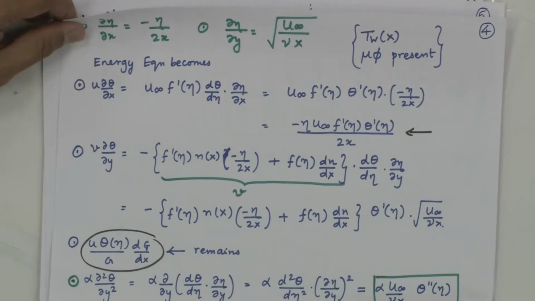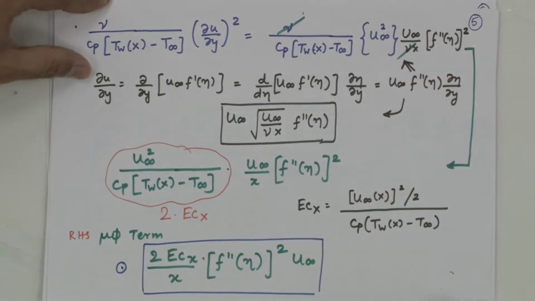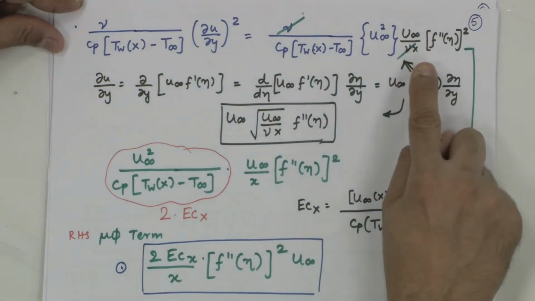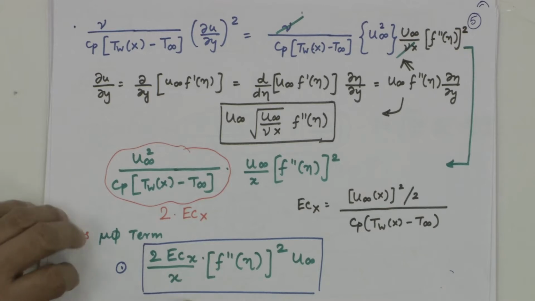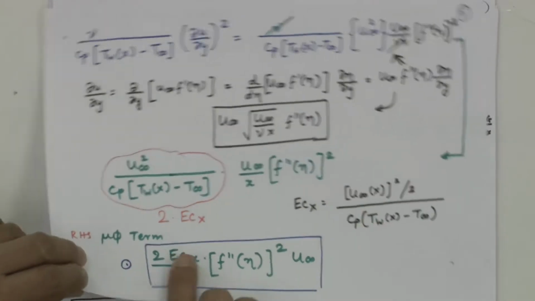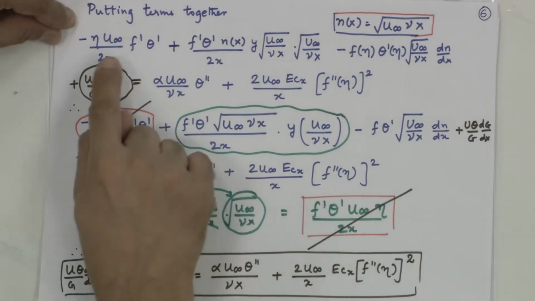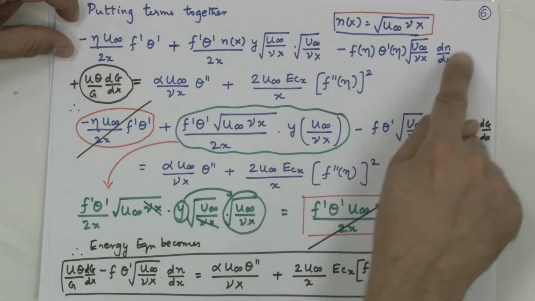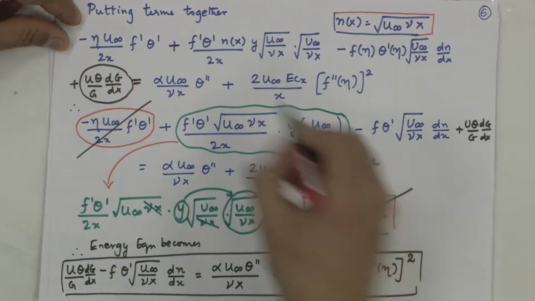The right hand side was this, and then we manipulated the viscous dissipation terms by substituting for u as u infinity f prime, and then doing the maths, we got this as 2 into local Eckert number by x, f double prime squared times u infinity. Next, we put everything together. In doing so, the first term was u d theta by dx, the second term and the third term was v d theta by dy.